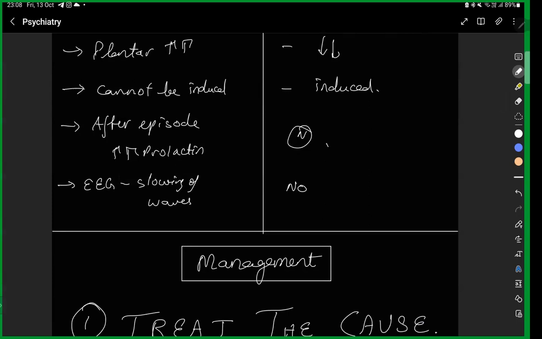Now, finally, we are moving towards the pharmacotherapy, management of delirium, management of Alzheimer's disease.